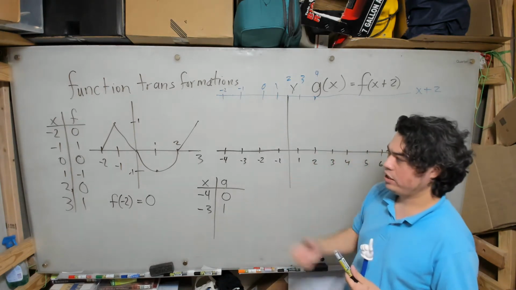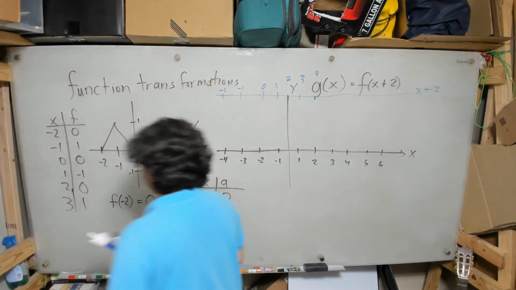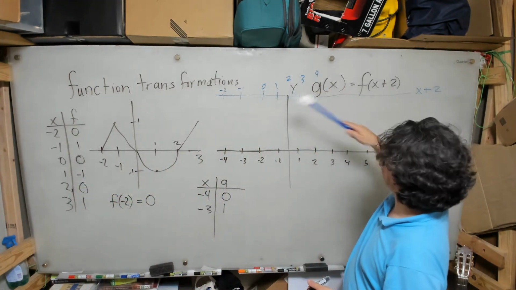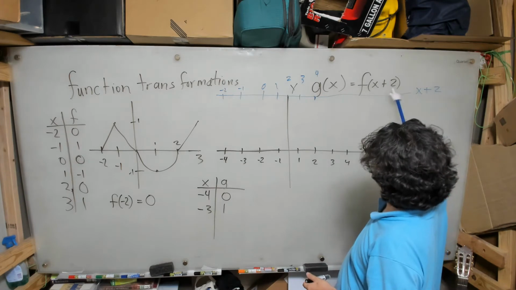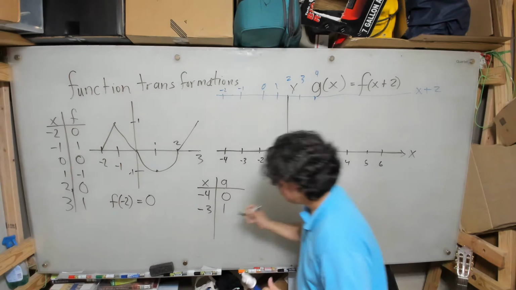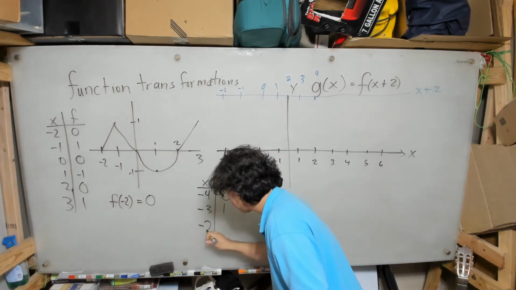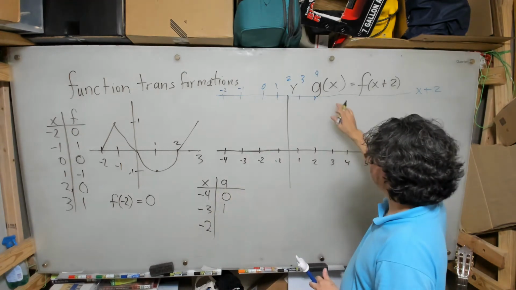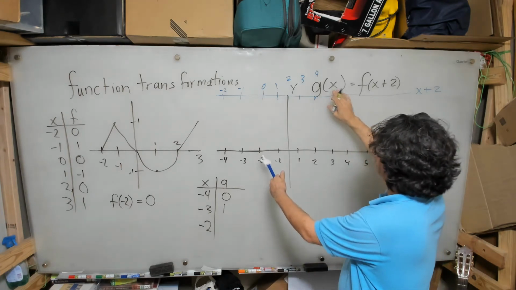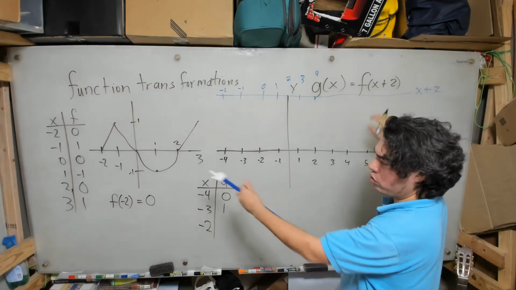And if we continue like this, I know that x will be 0. I know that this will be 0 at x equals -2. And so g of -2 will be f of 0, which will be 0.